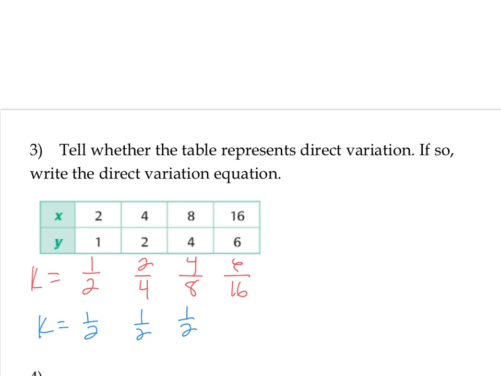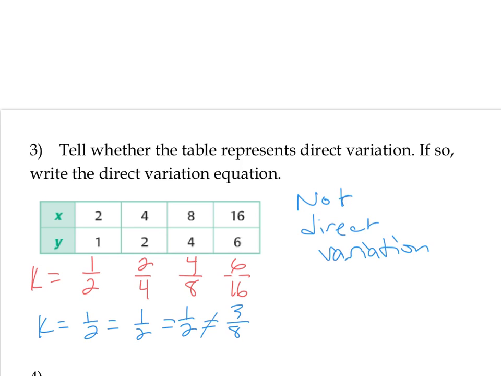But then you get to this last situation, and let's make that a little cleaner there. 6 over 16. That reduces to 3 over 8. Okay? These are not equal. So there's not a constant of variation. So this is not direct variation. In order to be direct variation, there has to be a constant of variation that is constant for the whole set of information for the problem.